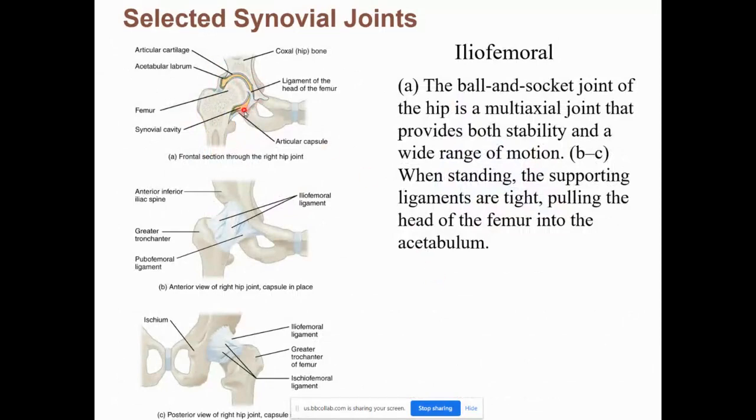Iliofemoral, hip. It's a synovial ball and socket. So of course, since it's synovial, it's a diarthrosis. But it is multiaxial. There's that word, multiaxial. Our only type of multiaxial joint are synovial ball and sockets. So iliofemoral is one, and we already saw the shoulder. The glenohumeral is your other multiaxial ball and socket, synovial ball and socket.